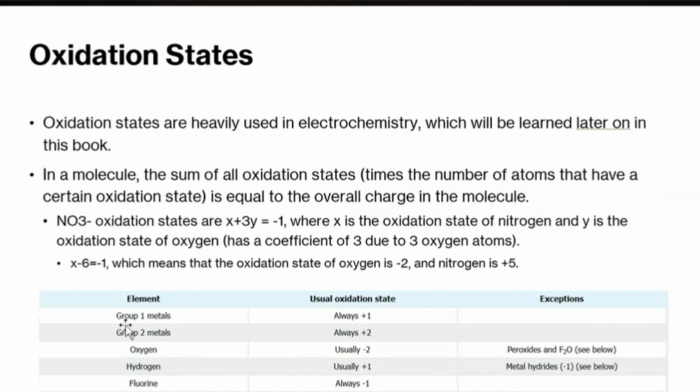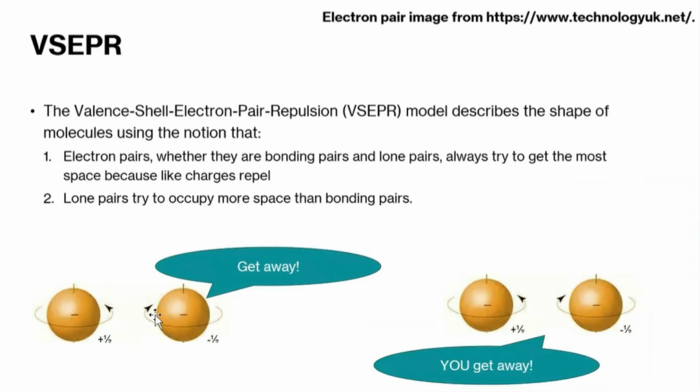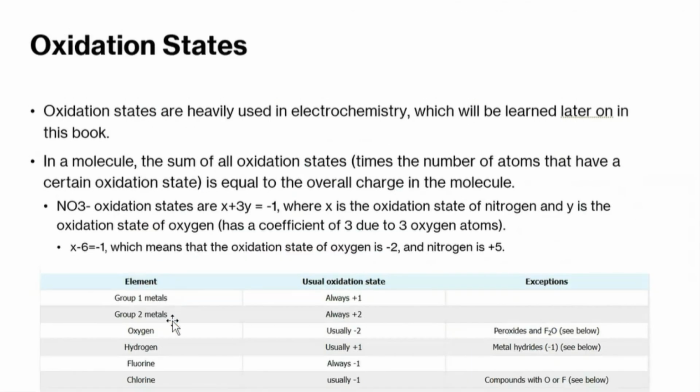Oxidation states will be heavily mentioned once we get into electrochemistry. So if you have a molecule, the sum of all oxidation states times the number of atoms that have a certain oxidation state is equal to the overall charge of the molecule. Now I'll show y'all more of a practical example. So we have the nitrate ion, NO3, and I also obtained this table showing common oxidation states for elements.